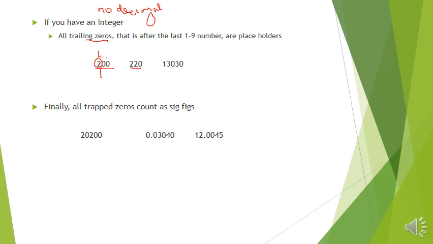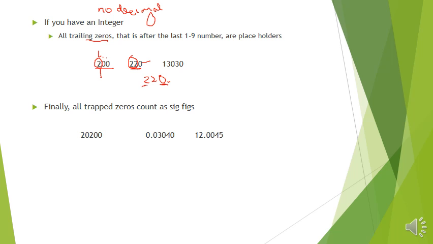Okay, this number here has a 0 ending. So these first two count. Non-zero numbers count, for the most part, though we'll see that's not always the case. But trailing zeros don't count. Now, as soon as you put a decimal point in here, if you had 220 point, then you would count that 0, because you're saying that you think there's a decimal over here.